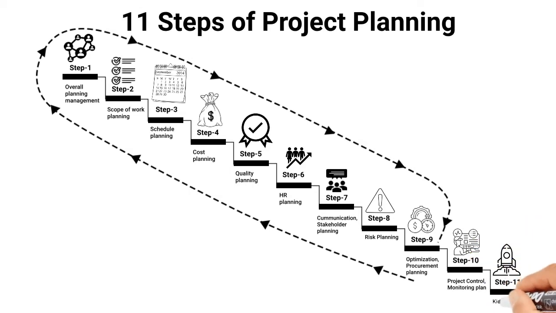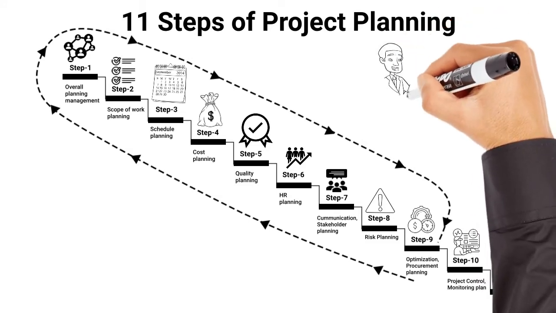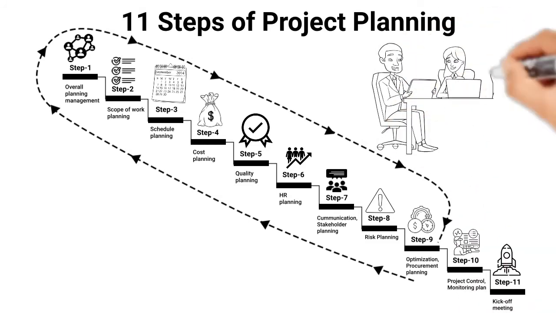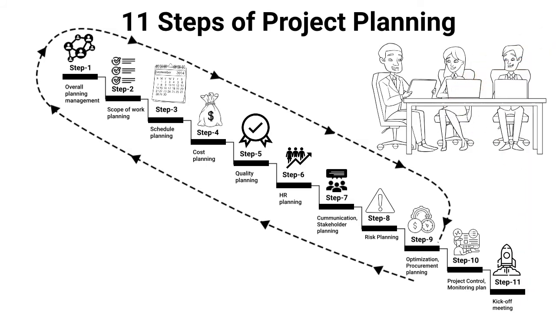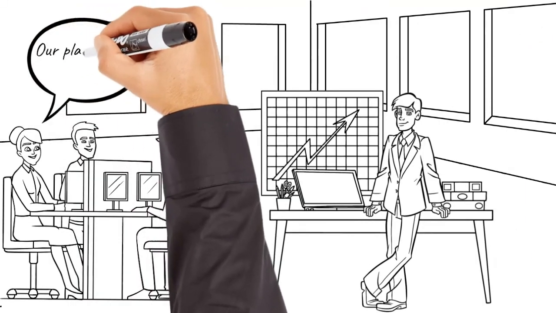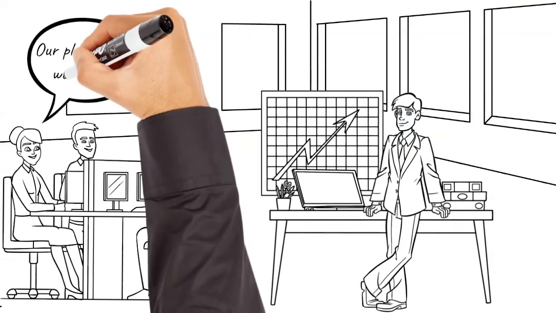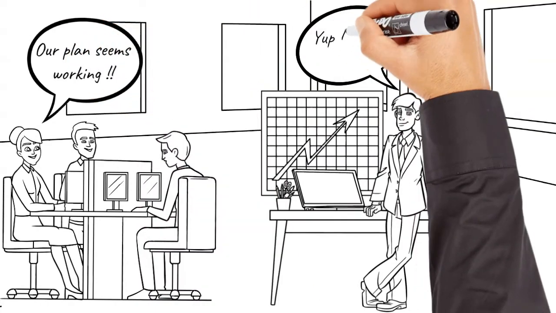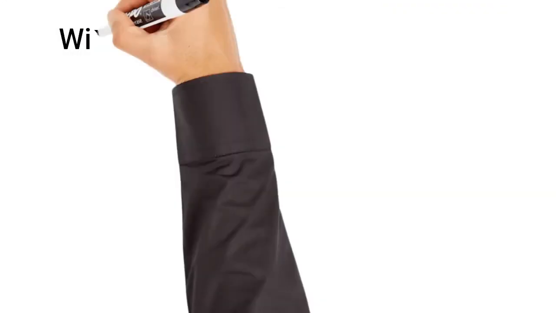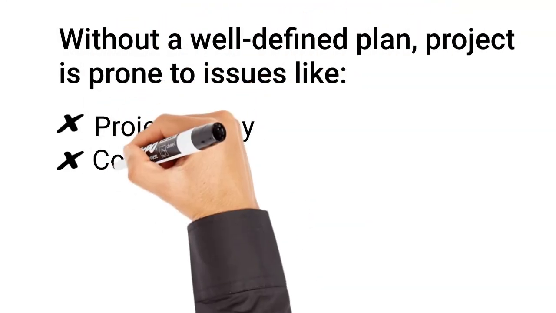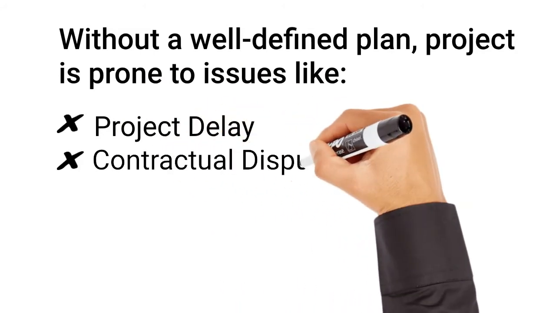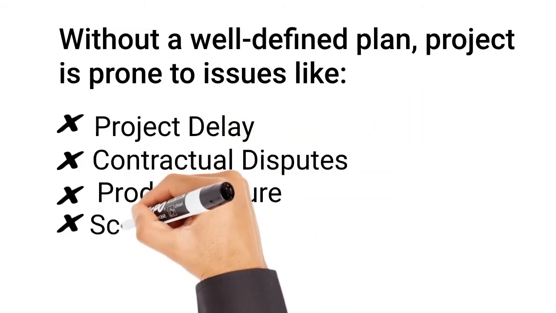Finally, conduct a kickoff meeting with relevant stakeholders and ensure that all project team members are on the same page with respect to project goals, scope, budget, timeline, and everything in between. With these sets of planning steps, team ensures that all the necessary components of projects are well thought out in advance. Without a well-defined project plan, your project is prone to various project management issues such as project delay, contractual disputes, product failure, scope creep, and cost overrun.